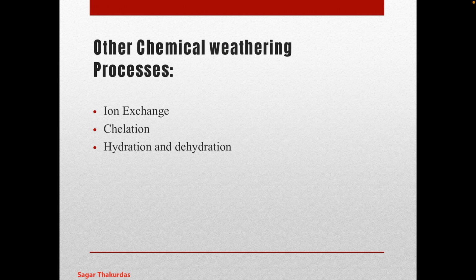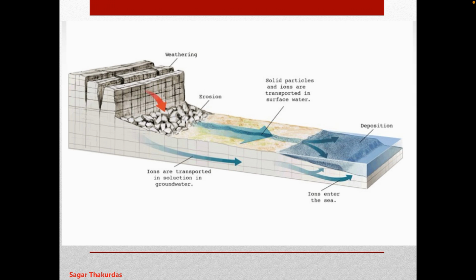So apart from these three important chemical weathering processes, chemical weathering can also take place by ion exchange, chelation, or hydration and dehydration. So you can just remember these processes. You don't have to go into the details of this.